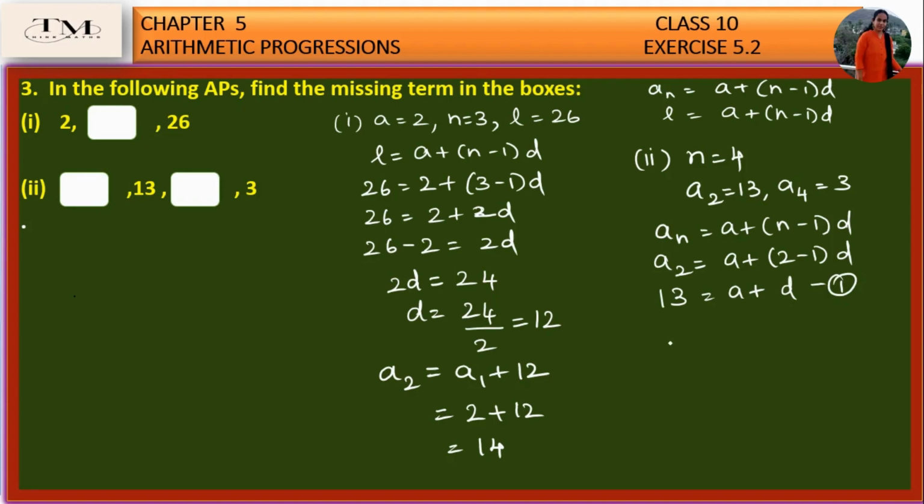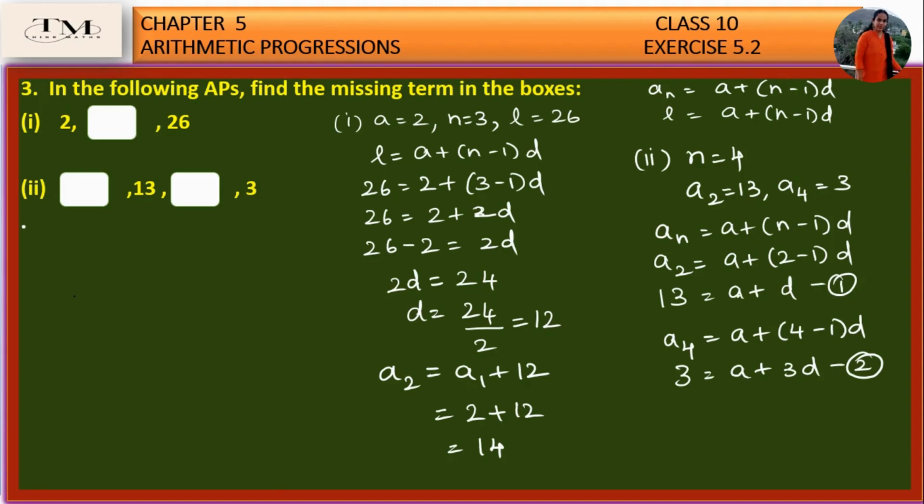Next equation, a4. a4 is equal to a plus 4 minus 1 into d. Here n is equal to 4. So what is a4? It is given as 3. So 3 is equal to a plus 3d. So this is the second equation. So we have to solve 1 and 2 to get a and d.